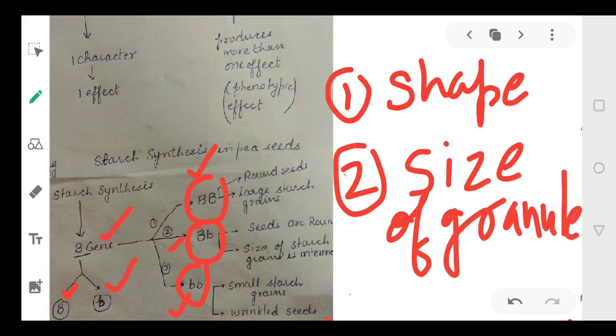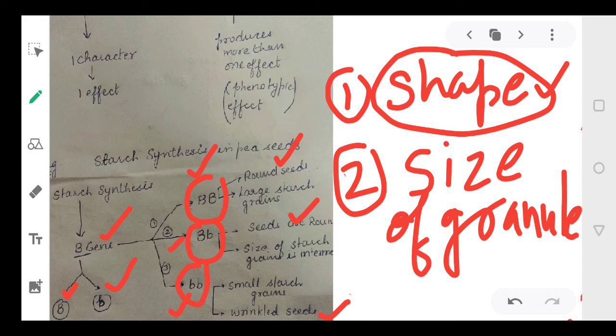Now let's see again in terms of shape. देखिए जब BB है तो round seeds हैं. Shape is round. जब small b है तो wrinkled seeds हैं. जब capital B small b है तो seeds are round. So if we consider shape, this gene is following the phenomena of dominance, correct. So if we talk about the shape, the phenomena of dominance is being followed, right?